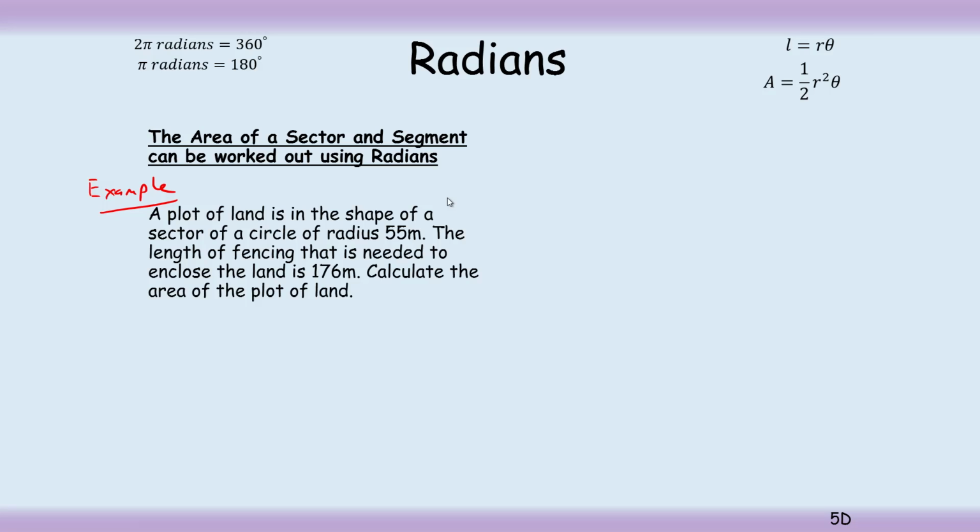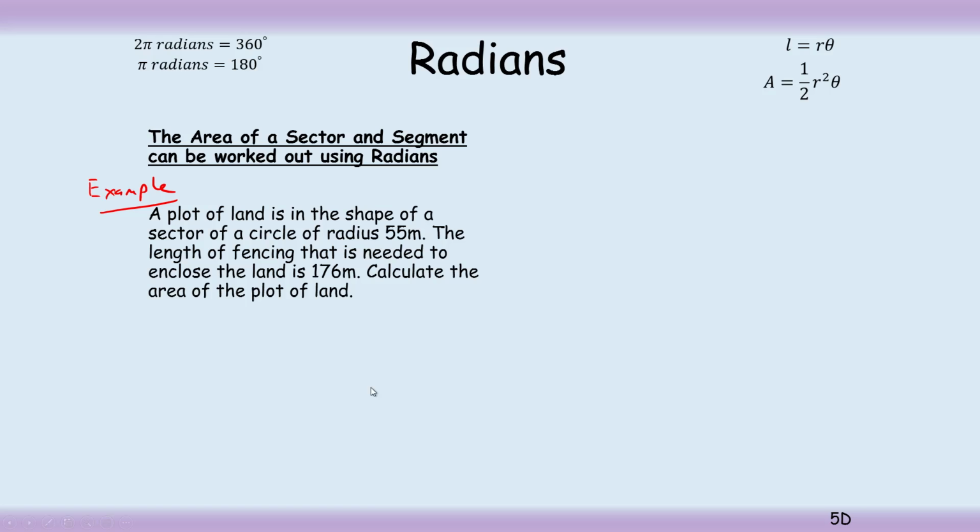Okay, let's have a look at this example. A plot of land in the shape of a sector with radius 55 meters. The length of fencing that's needed to enclose the land is 176 meters. Calculate the area of the plot of land. So the length of fencing is actually the perimeter.